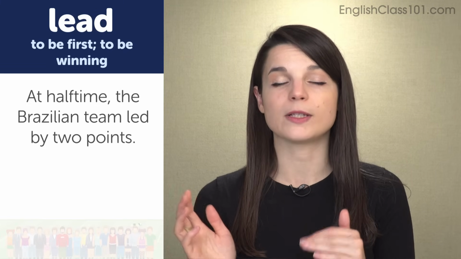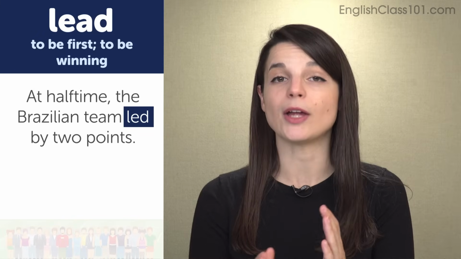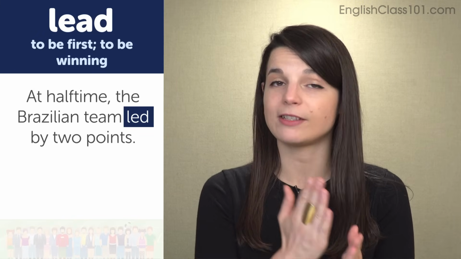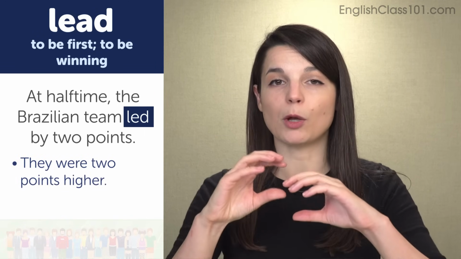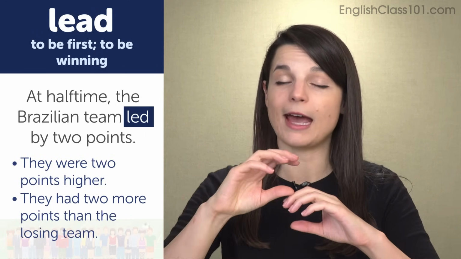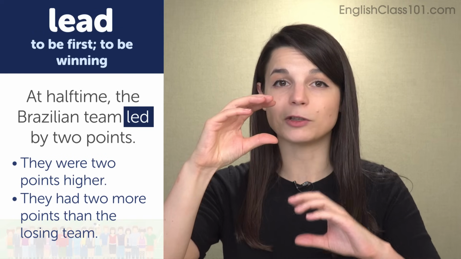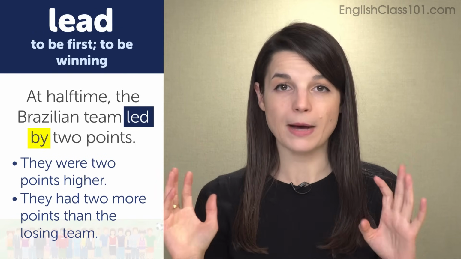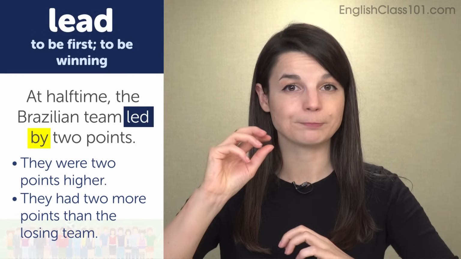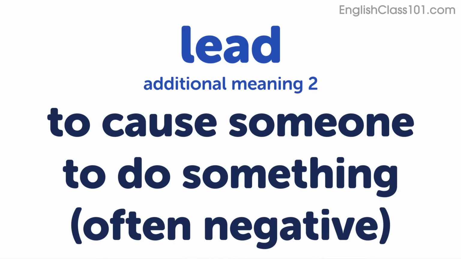In the second sentence, we saw the Brazilian team led by 2 points. So at the halftime mark, the Brazilian team led by 2 points, meaning they were 2 points higher or they had 2 more points than the losing team or the second place team. So we can use the preposition by to explain the difference there. Let's go to the second meaning for this verb.